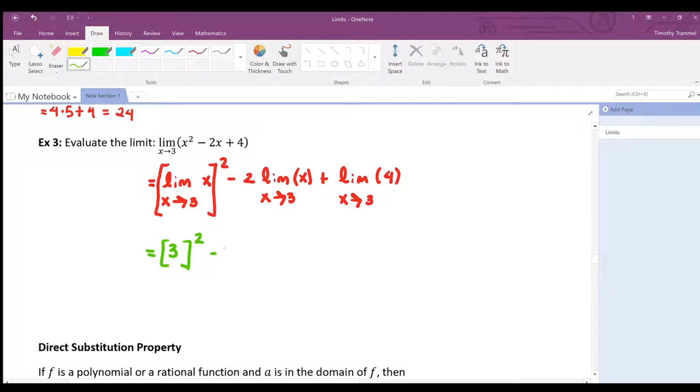And then we have minus 2. And then once again, we have the limit as x approaches 3 of just x, so I'm going to have times 3. And then now we have the limit of a constant function. So the limit as x approaches 3 of 4 is just 4. So this turns out to be what? 9 minus 6 plus 4. So that is 7.